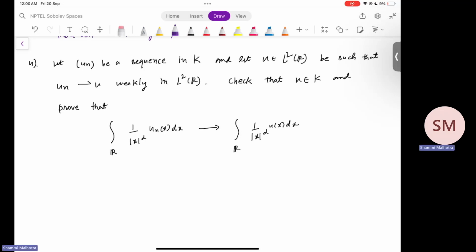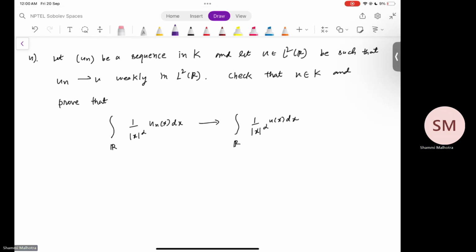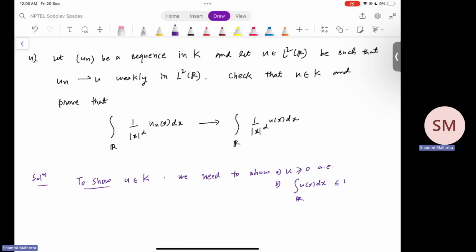So to prove u is in K, I have to show that u is non-negative and the integral of u is less than or equal to 1. And then also we need to show that u is in L1, so then it will finally be in E. So let me write this whole thing out. To show u in K, we need to show u to be non-negative almost everywhere, the integration of u(x) dx over R has to be less than or equal to 1, and then u has to be in L1(R).